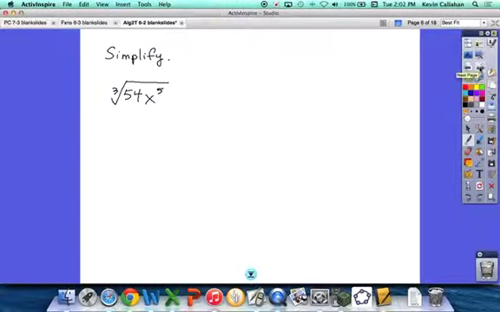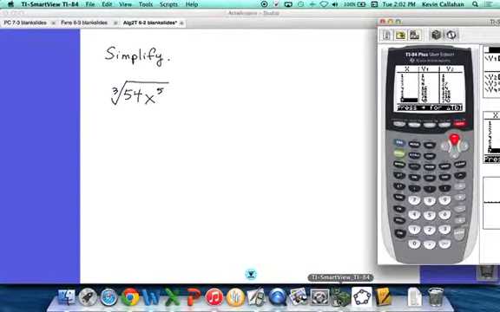The third root of 54x to the fifth, okay, is 54 a perfect cube? Look in the table of the perfect cubes. Do you see 54? Okay. Is it divisible by any of the perfect cubes?